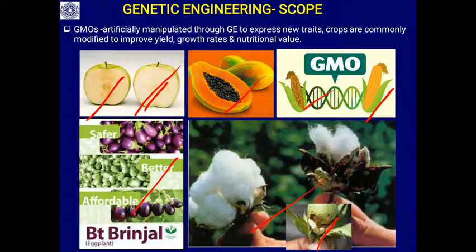In pest resistance, the BT cotton. So this is the normal cotton. See the yield because of this bollworm. It is eating the leaves, and photosynthesis is reduced. Here, BT cotton: see, you will be able to see almost 10 times more yield.